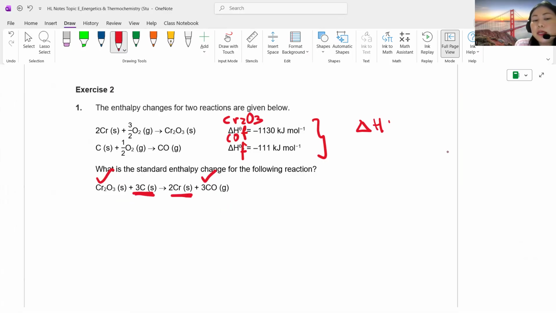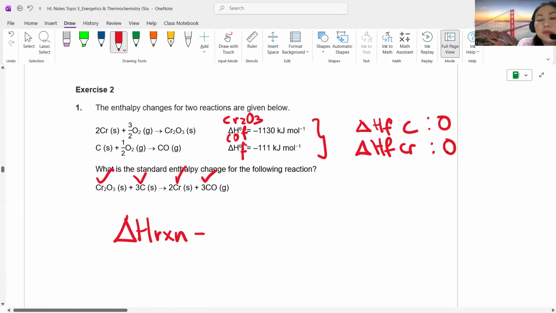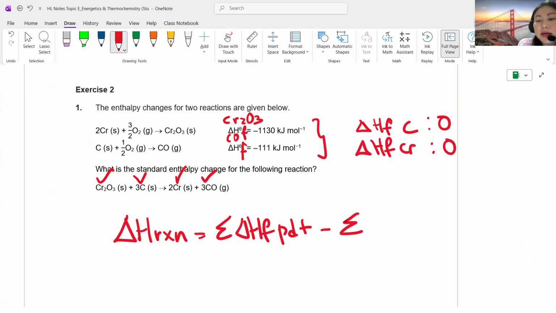But if you look at it carefully, these are elements. You cannot form chromium from chromium. You cannot form carbon from carbon. So therefore, the delta HF of carbon is 0 and the delta HF of chromium is 0. In a way, I have everybody's delta HF value. If I know all the delta HF values, then delta H reaction will be the sum of delta HF products minus the sum of delta HF reactants.